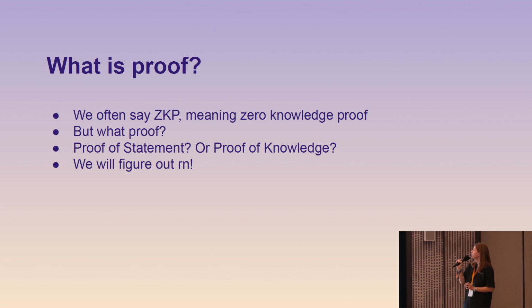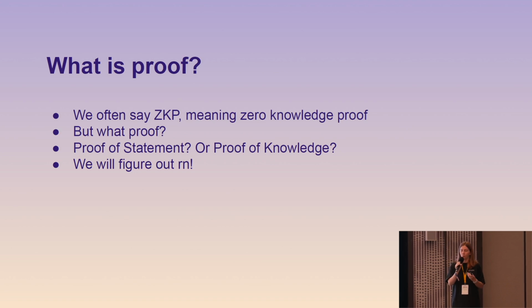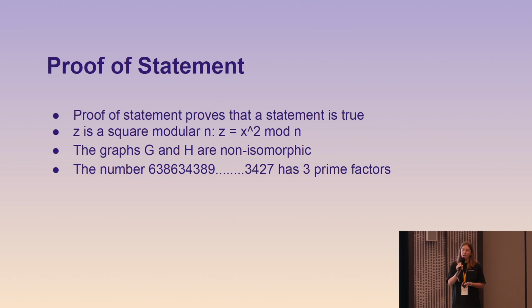So we often say zero knowledge proof. But what proof? We need to differentiate between proof of statement and proof of knowledge. Proof of statement proves that some statement is true. For example, z is a square modulo n, meaning that z equals x squared mod n. What is x? We don't know anything. We just know that z is a square modulo n. Or two graphs G and H are non-isomorphic. What are the relations between these graphs except for the fact that they are non-isomorphic? We don't know.